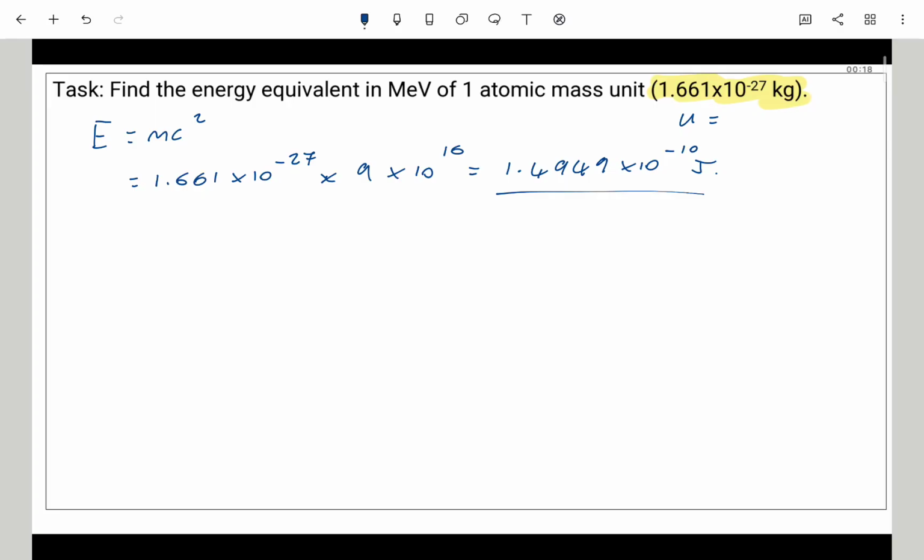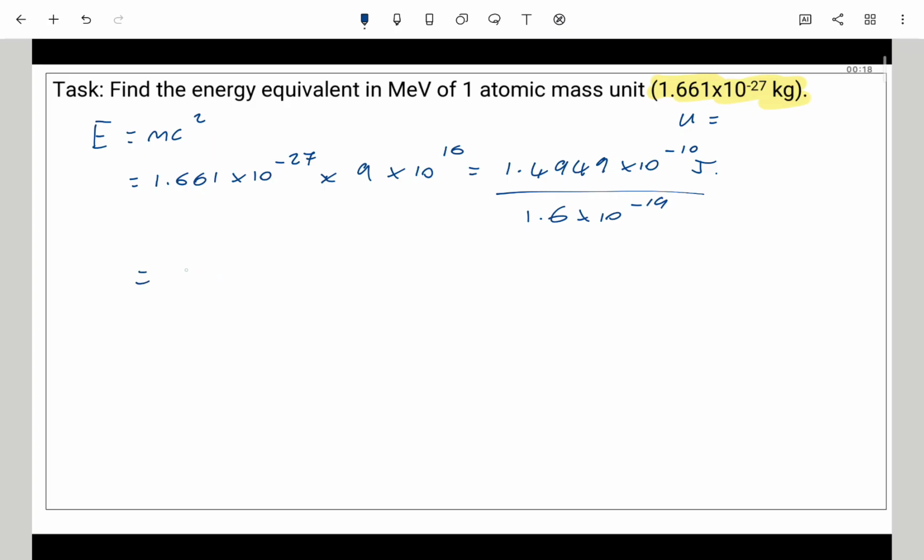So to get that into electron volts, you should know this from year 12. We're going to divide that number by 1.6 times 10 to the minus 19. So that gives you a rather big number, but that's electron volts and you want mega electron volts, so you need to divide it by a million, or 1 times 10 to the 6. Or you could just divide by 1.6 times 10 to the minus 13.